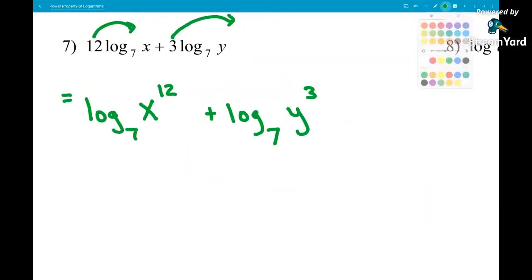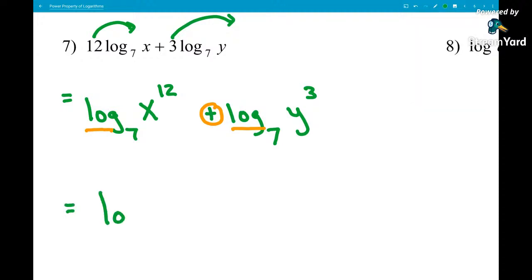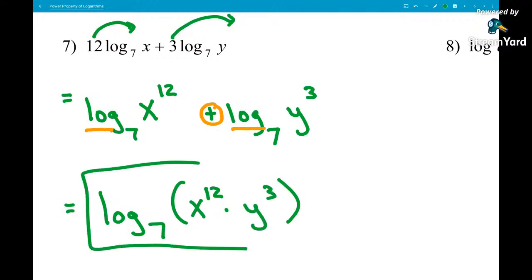Then you can use, hey, I have a log plus another log. This is when you can condense them. So now we can condense as the base 7 logarithm of, well, what are the 2 things? X to the 12th and y to the third. You separate them with multiplication. Done.